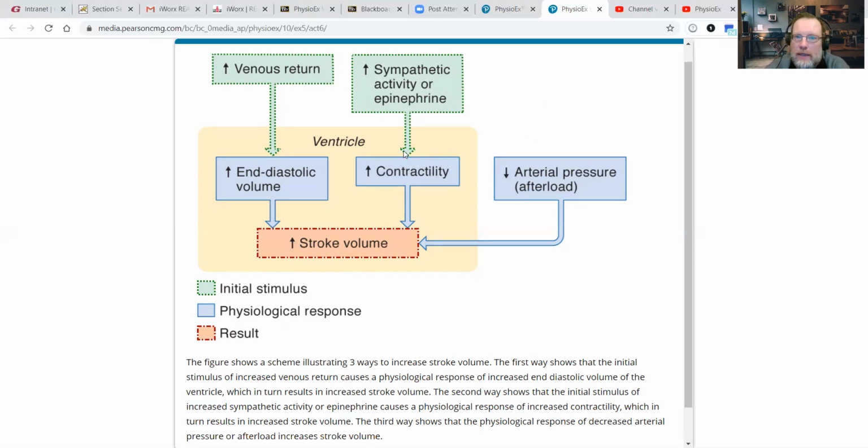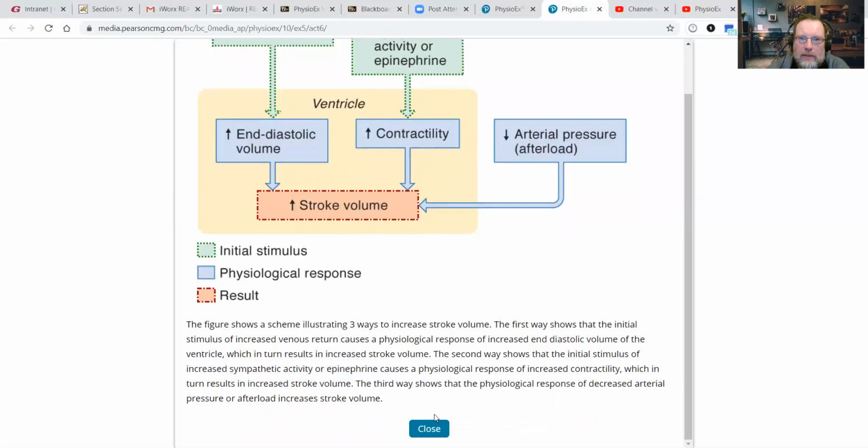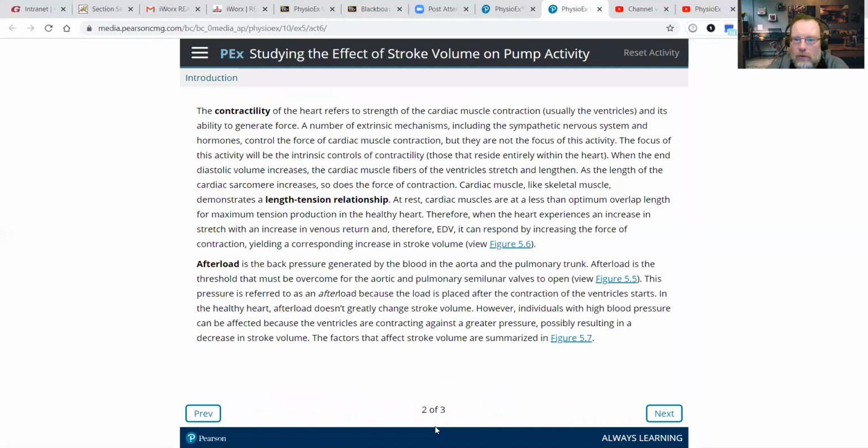Say any of these, if we decrease this, so parasympathetic kicks in, contractility goes down, stroke volume goes down. We see a decrease in venous return, therefore a decrease in the volume of blood that gets to the ventricles, therefore a decrease in the amount of blood that we're able to eject. So these are some of the factors that relate to stroke volume.